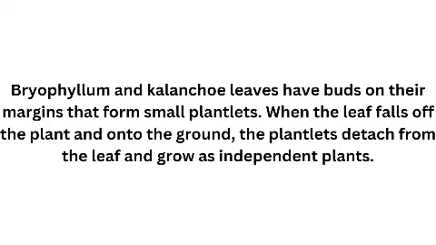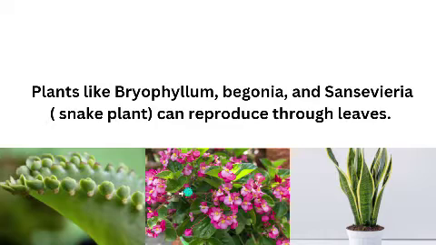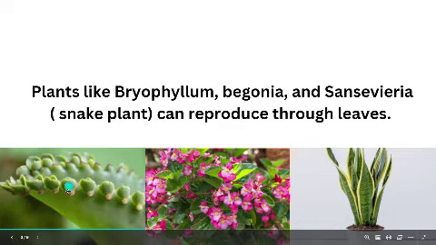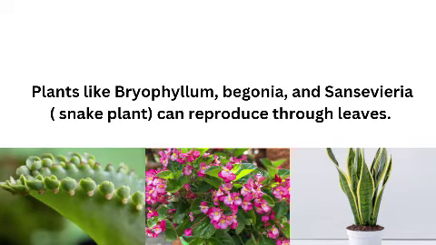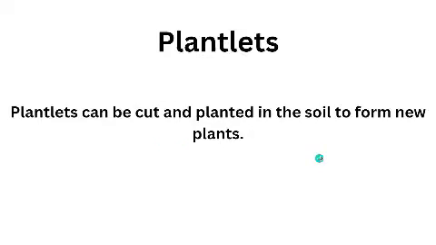When the leaf falls off the plant and onto the ground, the plantlets detach from the leaf and grow as independent plants, which means these little plantlets, if the whole leaf falls on the ground, these small plantlets or the young plants will detach from this Bryophyllum leaf and they will grow as independent plants. Independent plants means they will grow into separate plants.